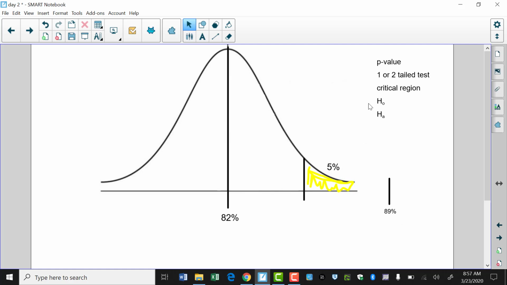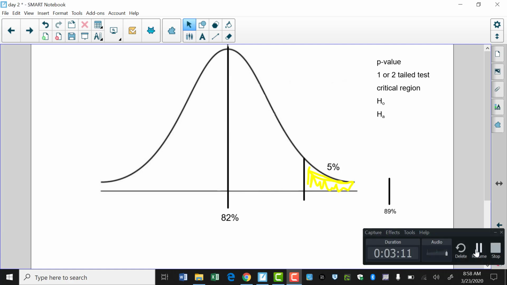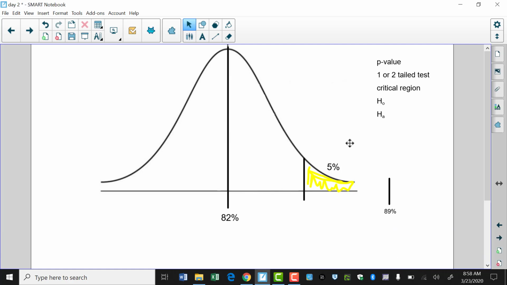The way we do that is we set up what we call a critical region. This critical region I highlighted in yellow, and you'll notice I only put it on one side of the curve, because the only thing that Nazareth cares about is, are we doing better than the national average of 82%? That's why we call this a one-tailed test: we are only looking at whether we are better than 82%. If we asked, are we different from 82%, that would be what we call a two-tailed test. A majority of what we're going to be doing is a one-tailed test, where we look at just one side of that bell curve.